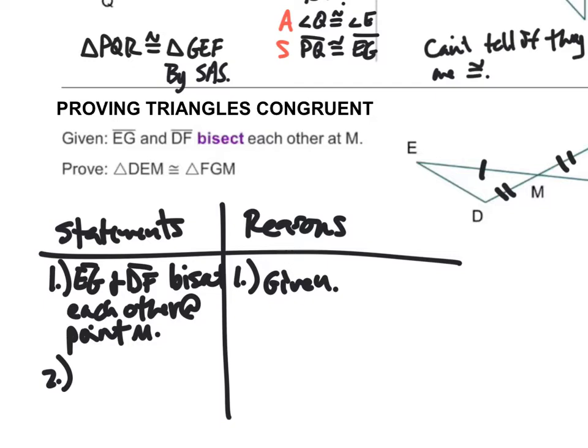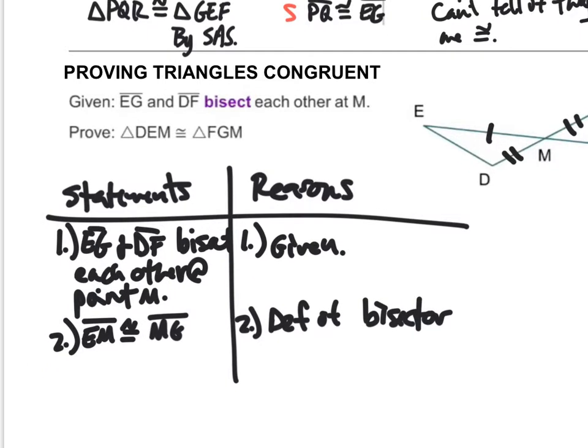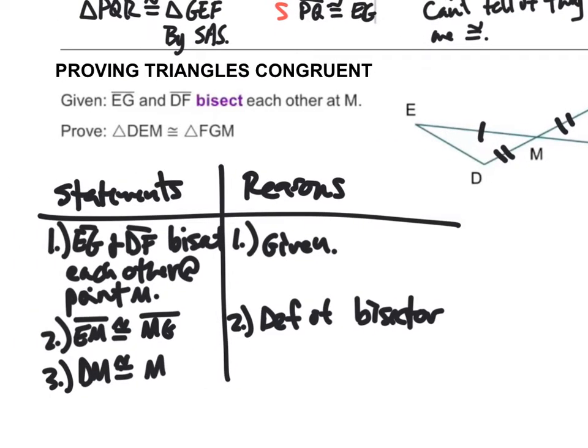Part two, I can then say that EM is congruent to MG. The reason I can say that is because that's the definition of a bisector. The third statement I can make is that DM is congruent to MF. The reason I can say that again is the same thing. It's the definition of a bisector.